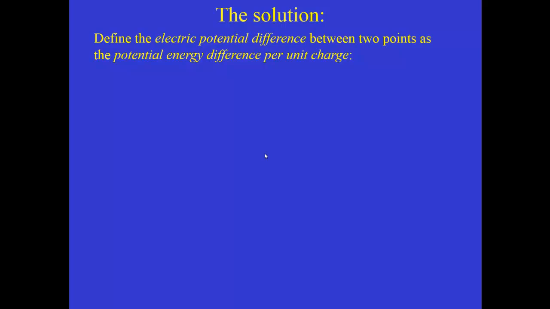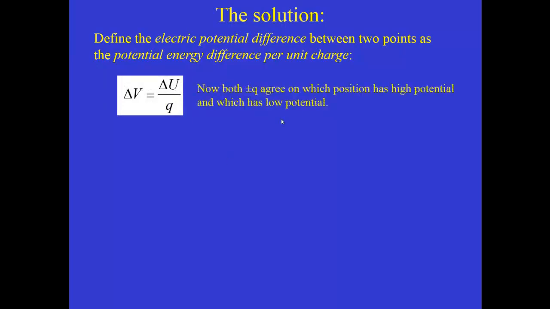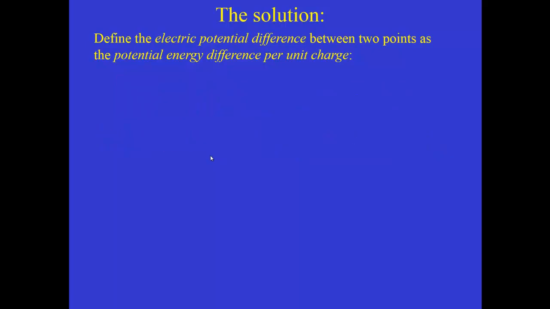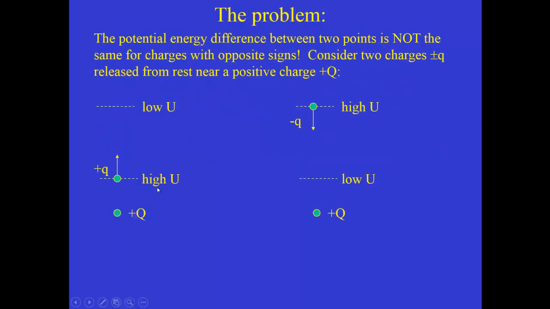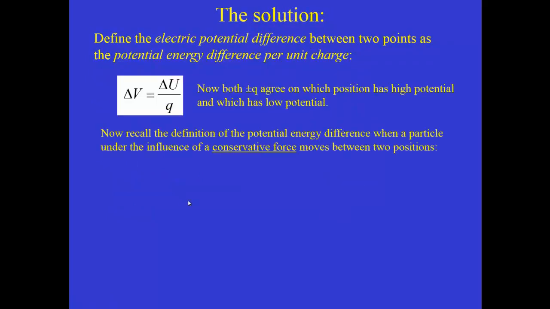We just take the potential energy difference, delta U, and divide by the charge. So in this case, we see that both the positive and the negative charges agree on which of those positions has high potential and which has low potential. And so just to go back for a moment to that sketch, we see that the high potential will be a point close to a positive point charge. The low potential will be a point further away from a positive point charge. All right, so that's our definition.